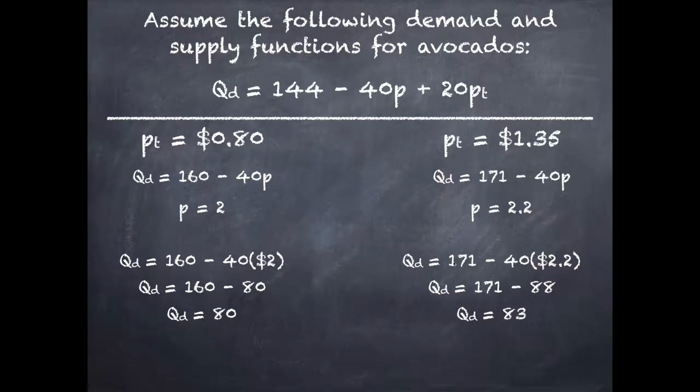That gives us a price of $2.20. We place that price in the demand function. $2.20 multiplied by 40 gives us 88. So we have 171 minus 88. So we get that QD is equal to 83.